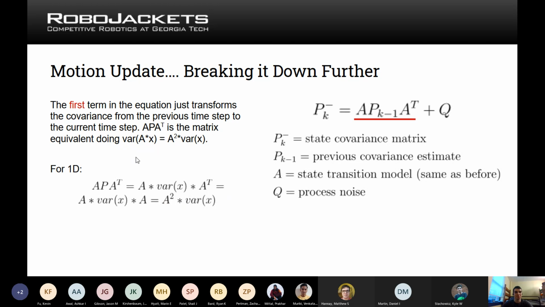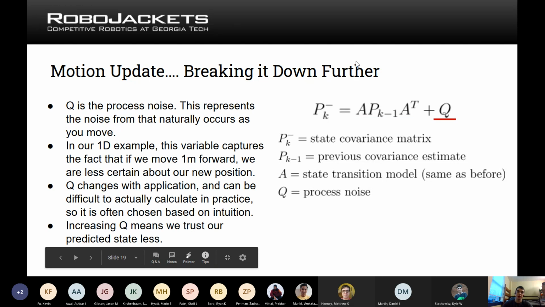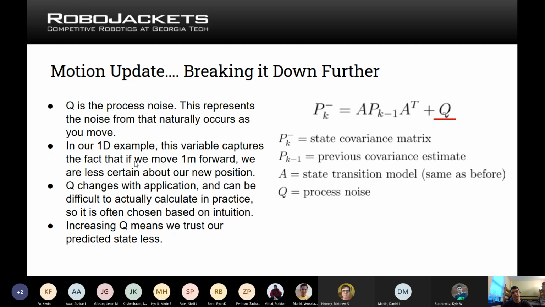This first term is, like I said, the same thing we were doing earlier. We multiplied the state by A, so we have to multiply the covariance matrix by A squared. If we look at it in 1D, for example, APA, you basically get A times the variance of X times A transpose, and A transpose in 1D is the same thing as A. So that becomes A squared times variance. And then there's Q, which is important, and it's the process noise. This represents the noise that naturally occurs as you move, and this is the loss of information every time step, essentially.